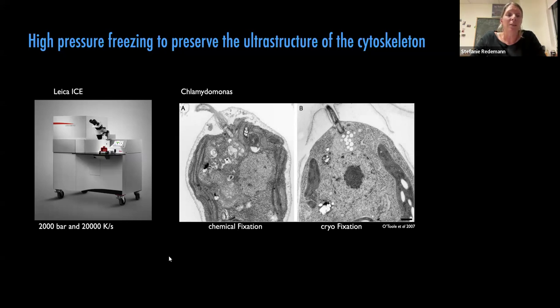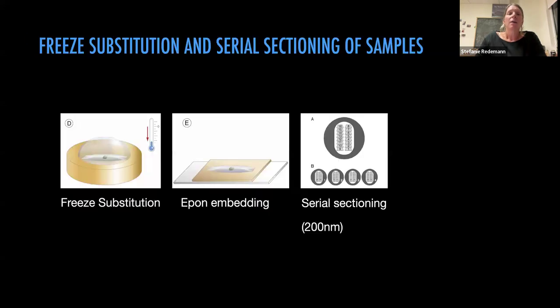And so, as I said, we use Leica ice. We do high pressure freezing of our samples. And for most of the plastic EM that we do, these samples are freeze substituted. So that means that at very low temperature, we very slowly remove the water and add fixatives. So for example, osmium and glutaraldehyde. We do then an EPON embedding. So EPON is a plastic resin, and ultimately do serial sectioning of our sample.